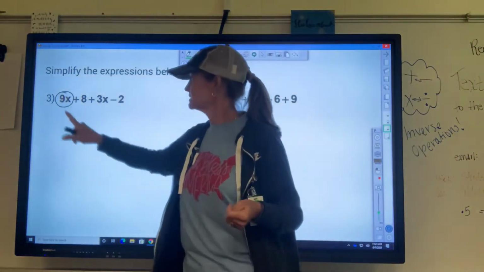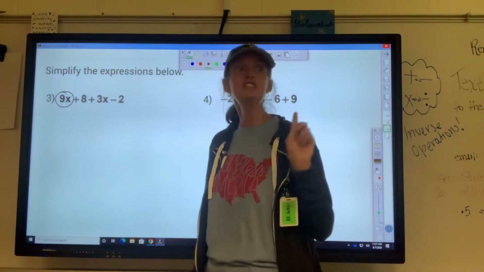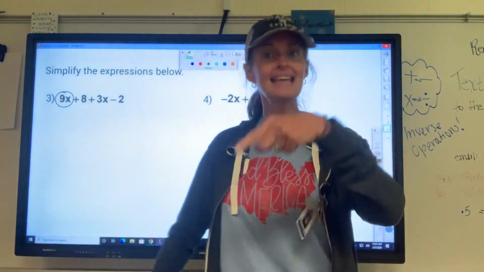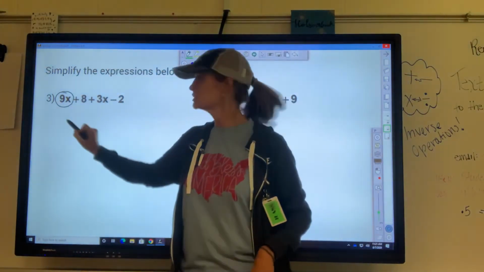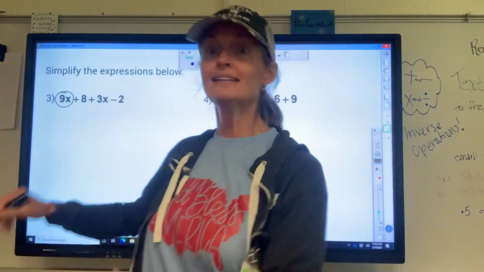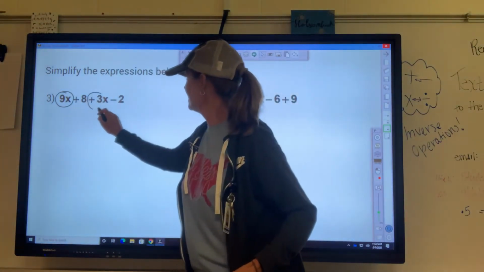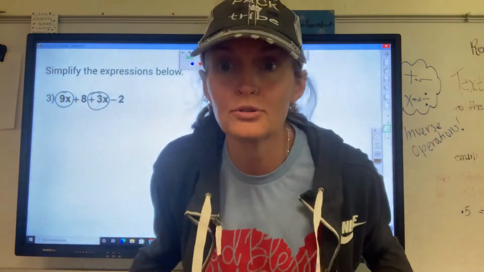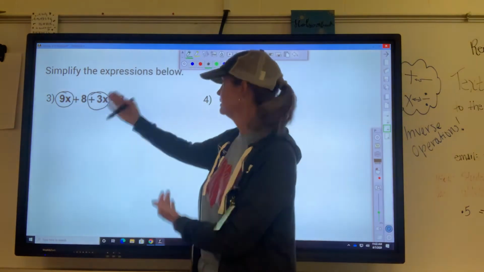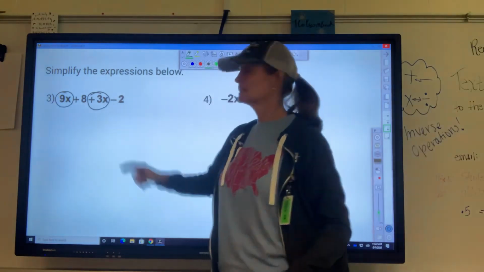All right, so 9x. Then I have a plus 8. Can I circle that one? No, exactly. Why not? Because it doesn't have x on it. So I cannot take that 8. So let's look at the next term. What's the next term? Positive 3x. Circle it. Why was I allowed to circle it? Because it has an X on it. What's the next term? Negative 2. Can I circle it? No way, Jose, because it does not have an X on it.